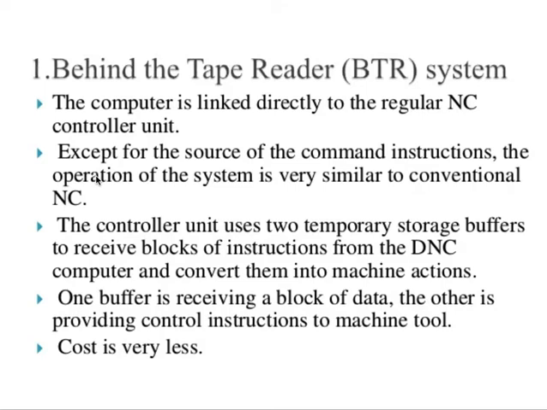The connection with the computer is made between the tape reader and the controller unit, behind the tape reader. Except for the source of the command instructions, the operation of the system is very similar to conventional NC. The controller unit uses two temporary storage buffers to receive blocks of instruction from the DNC computer and convert them into machine actions, while one buffer is receiving a block of data and the other is providing control instructions to the machine tool. The cost of this is very low.